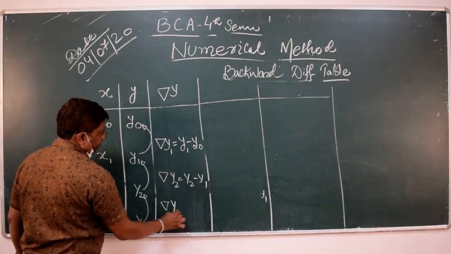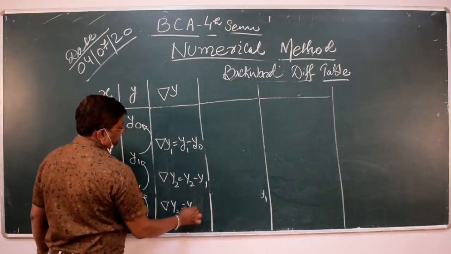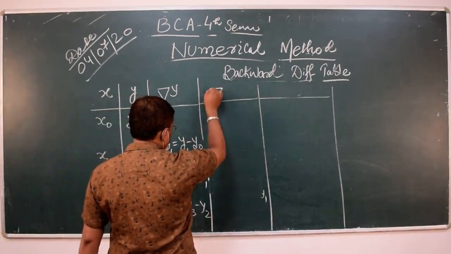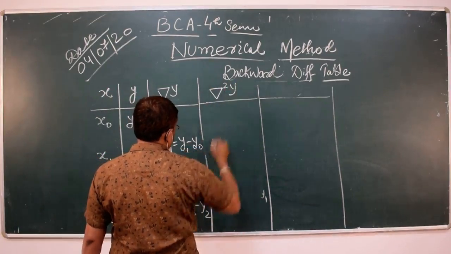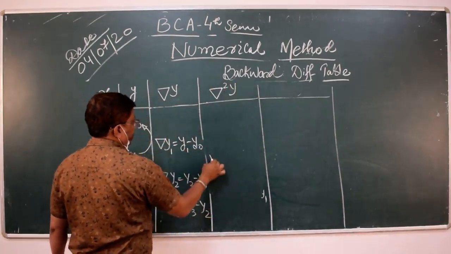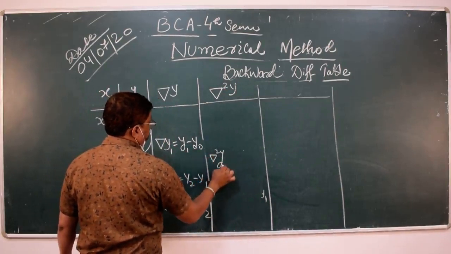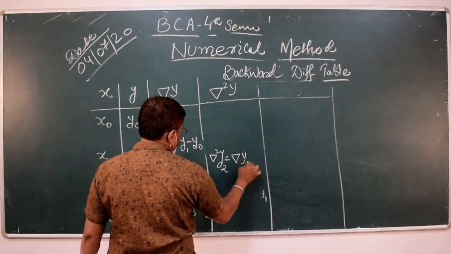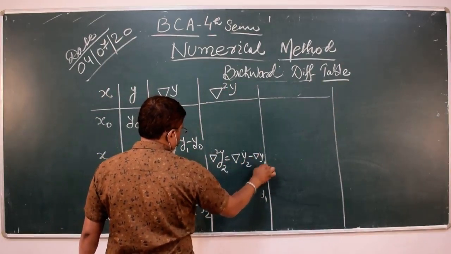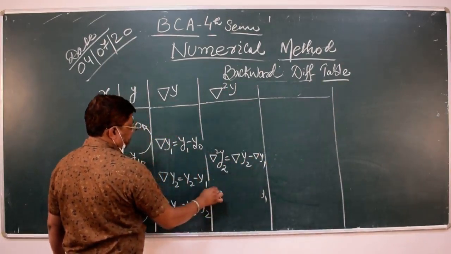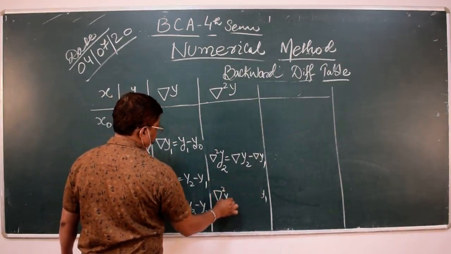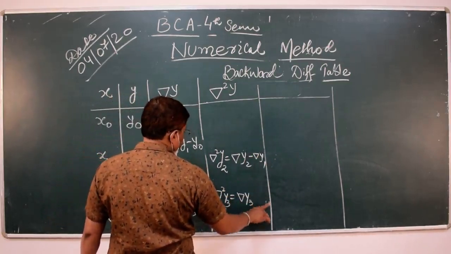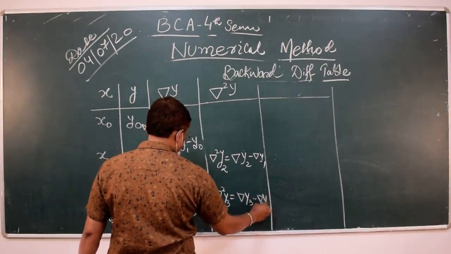Backward difference: ∇y3 is equal to y3 minus y2. Now come to the second difference, ∇²y. ∇²y2 is equal to ∇y2 minus ∇y1. ∇²y3 is equal to ∇y3 minus ∇y2.